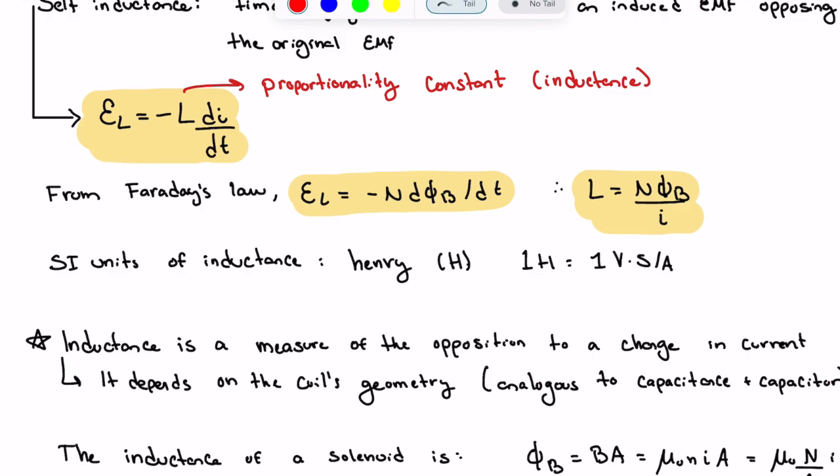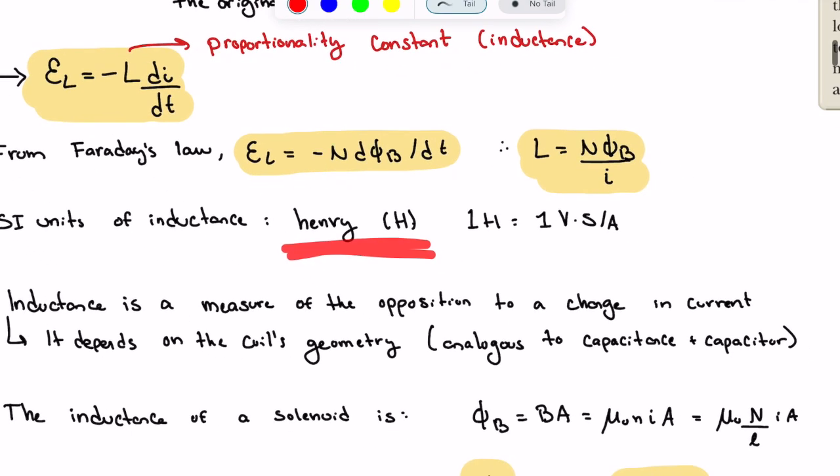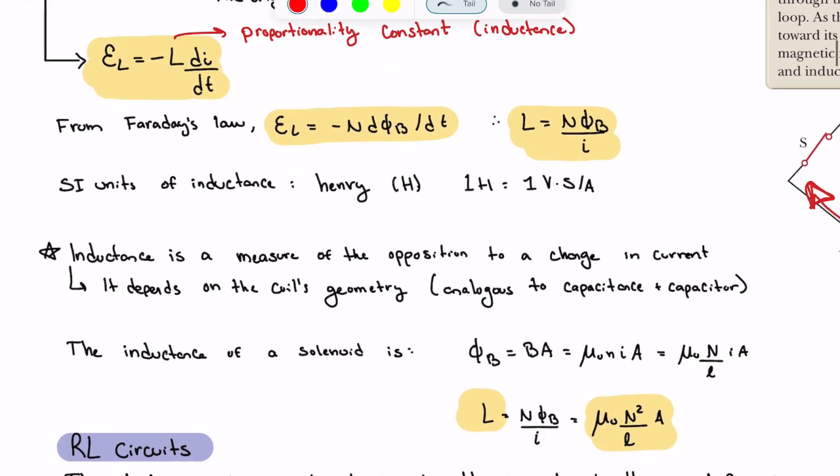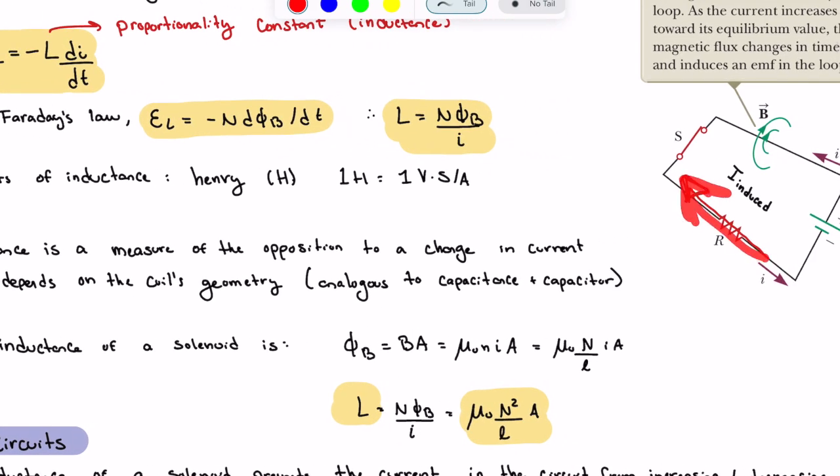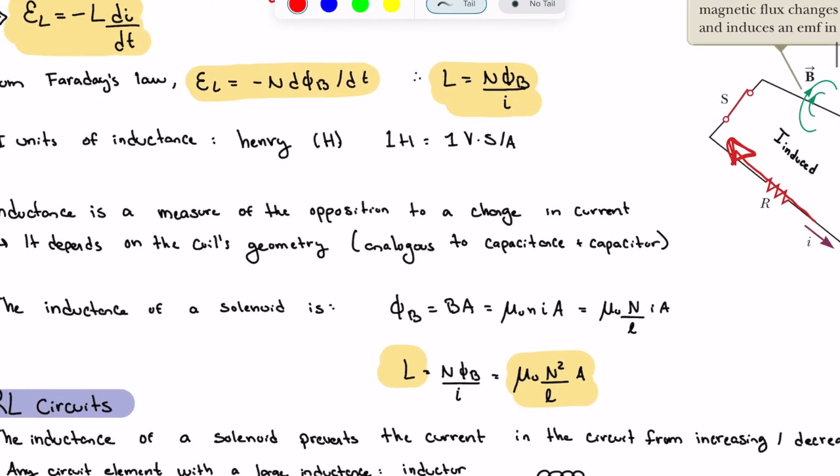The SI units of inductance are the Henry, and 1 Henry is 1 volt second per amp. So the inductance is a measure of the opposition to a change in current. It depends on the coil's geometry. This is kind of like when we talked about capacitance and capacitors, where the capacitance was what is the capacity of the capacitor to hold that charge. Here, it's how good is the circuit at producing this like backwards current that slows down the process.